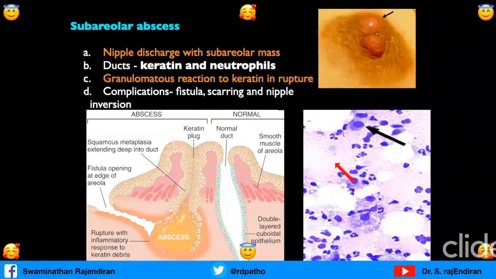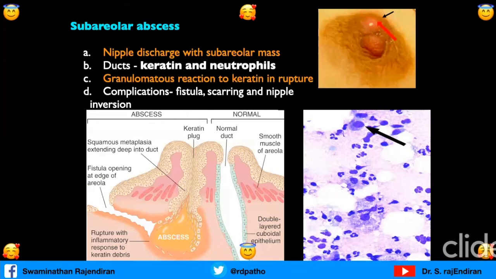Subareolar abscess is a different story. What happens here? This is normal: the normal duct has a lining epithelium, and the terminal portion of the duct is lined by squamous epithelium. Sometimes a keratin plaque obstructs the duct, and all the secretions accumulate and are not able to come through the normal pathway, so they create their own pathway. This happens in the subareolar area, and this is the fistulous opening. Here you can see the subareolar abscess.